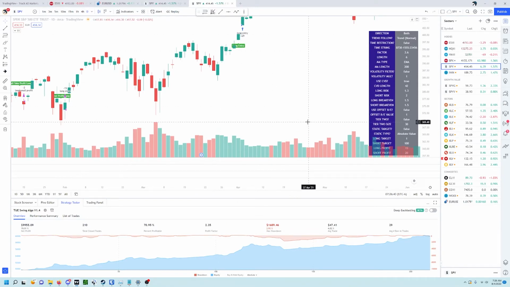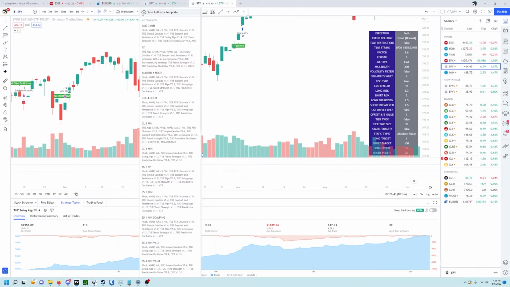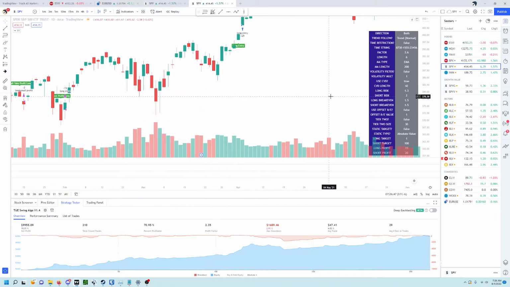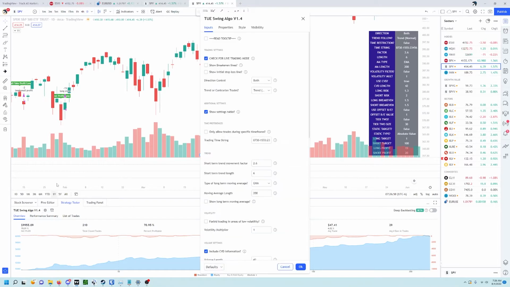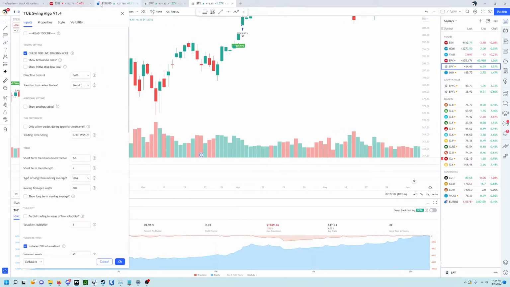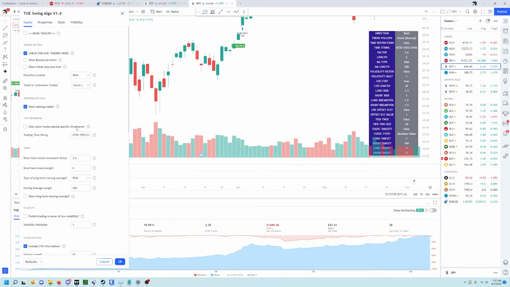So if you want to save your settings for something and you don't want to go up here and do an indicator template, or if you want to share them with somebody else, you can just take a screenshot of this and, Bob's your uncle. There you go. So that's why that exists. Okay, next. We have only allow trades during a specific time frame. This one we use a lot, and it really only applies intraday, of course.